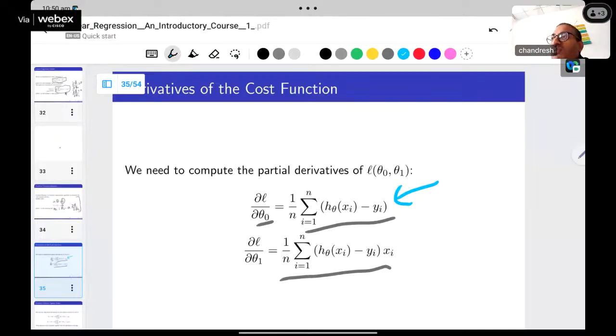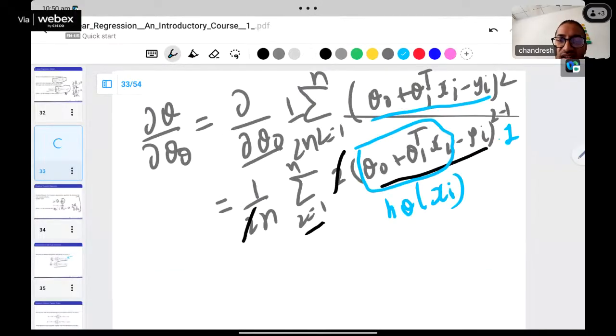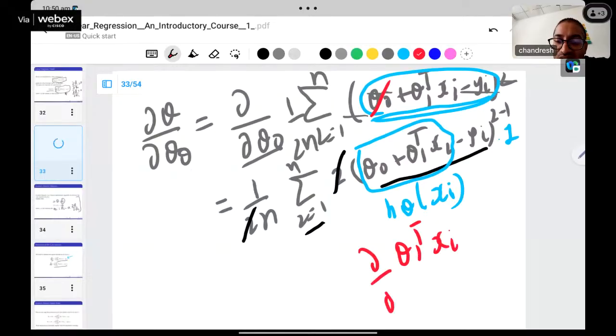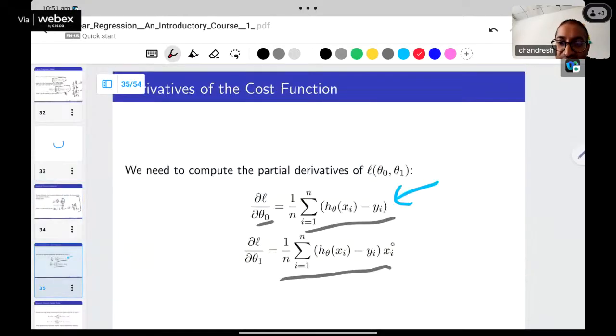Now similarly, if you compute with respect to theta 1, you take the same thing, but change theta 0 to theta 1. Everything remains the same. When you take the derivative of the inner term with respect to theta 1, the derivative of theta 1 x_i with respect to theta 1 gives you just x_i. So that is what you see over here, x_i being multiplied.